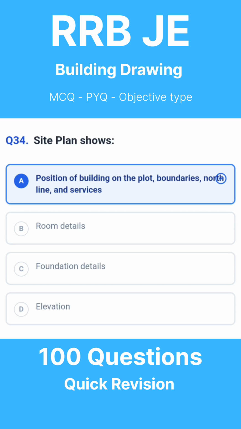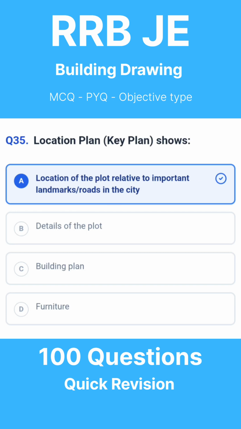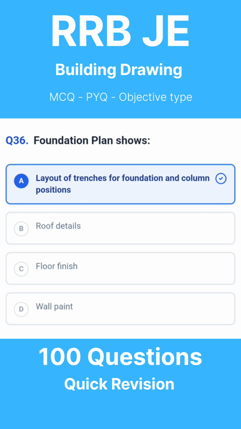Question 34. Site plan shows ___. The correct answer is position of building on the plot, boundaries, north line, and services. Question 35. Location plan (key plan) shows ___. The correct answer is location of the plot relative to important landmarks divided by roads in the city. Question 36. Foundation plan shows ___. The correct answer is layout of trenches for foundation and column positions.